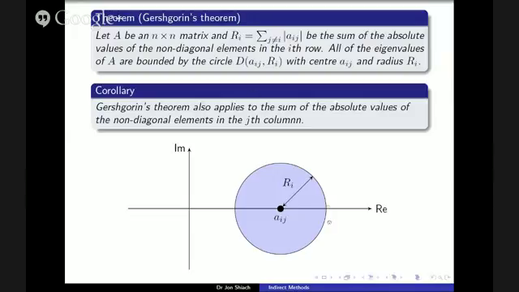So here you have a complex plane. Our center is going to be the diagonal element. That's going to be a real number. So our center a_ii is here. The radius is the sum of all the absolute values of the non-diagonal elements on that row, or column. So this states that our eigenvalue must lie somewhere within this circle.